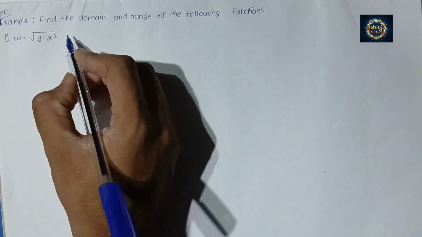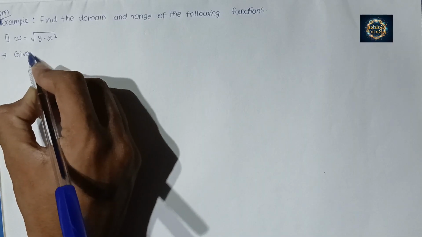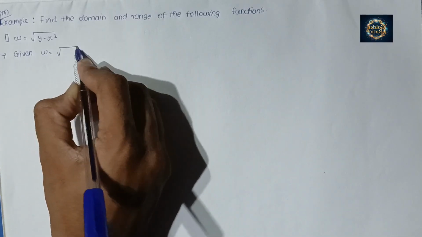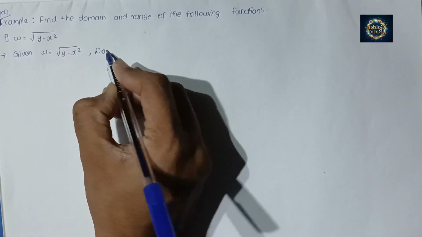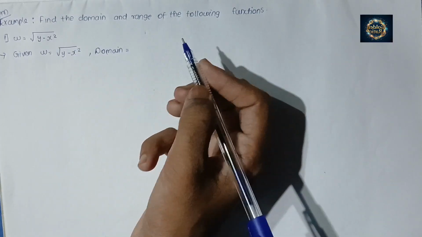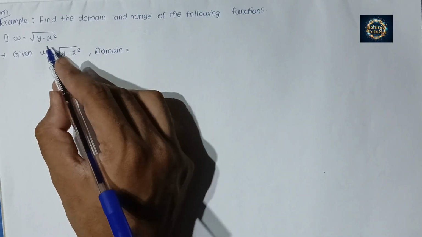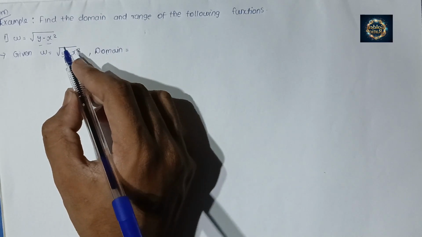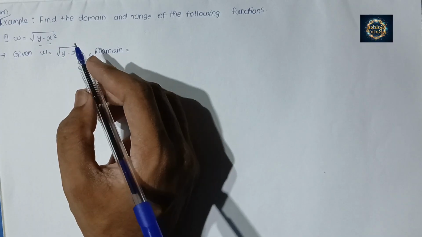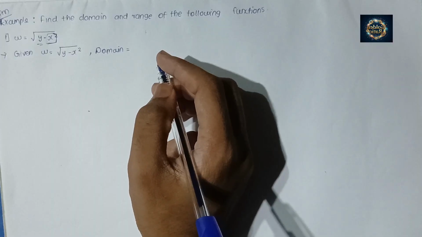So for the solution part, we can write the domain and range. The given function is w equal to square root of y minus x square. So we need the domain. The domain is nothing but the conditions that we can give to the two variables, one is y, another one is x. If we think, we can assign any real number for both x and y.